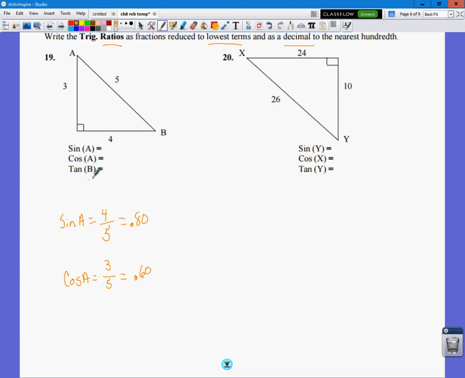Notice they change where I'm starting. I'm going to start at B for tangent of B. The opposite of B is 3. Adjacent to it is 4. Opposite over adjacent is my tangent. This is 0.75.